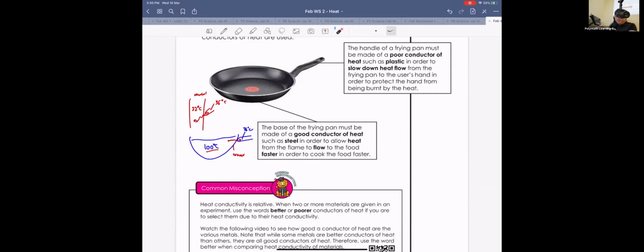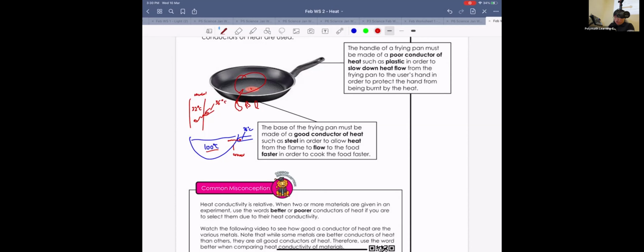So the base of the frying pan should be a good conductor of heat because the flame should be heating up, and you want the heat to flow to the food to cook the food fast. So you use a good conductor of heat for the base of the frying pan. The handle of the frying pan, you want to protect your hand, so you use a poor conductor of heat. So the heat will flow to your hand very slowly.